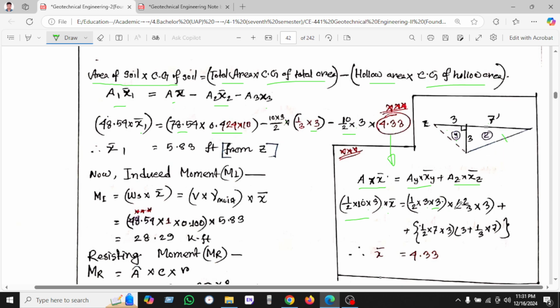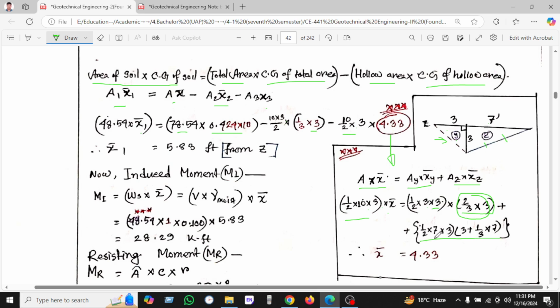We can see half into height. Sorry, this is the x bar, which is the CG of this portion, only the Y portion, 2/3 into 3 there, because we are calculating from the apex point. That's why we use 2/3 into h. Okay, so the jet portion is here.